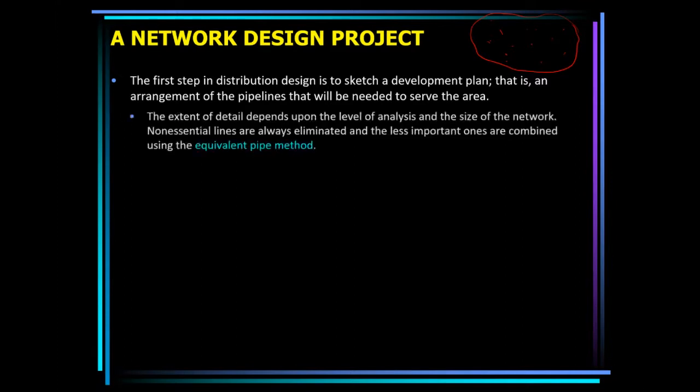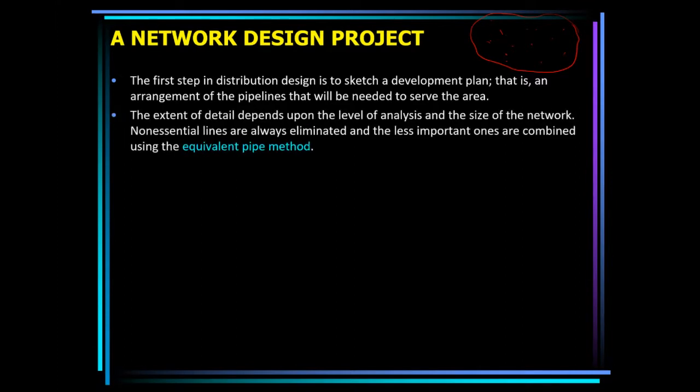So you should have a development plan, and the extent of detail depends upon the level of analysis. And the topo map shows the elevation, which is the contours, because you will use the elevation in laying your pipelines. More often than not, if we are having a storage reservoir, an overhead storage tank, it has to flow by gravity. And we need to identify areas where we have low pressure, high pressure, and all that.